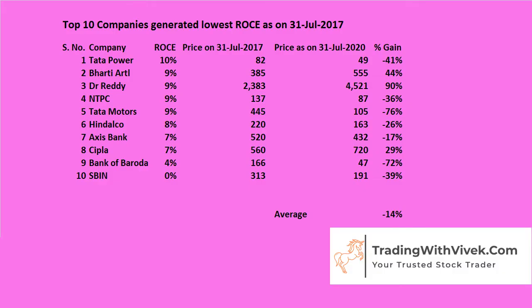Now move on to the next 10 companies. Those are the lowest ROCE generating companies out of these 50 stocks, and here is the list. The list is Tata Power, Bharti Airtel, Dr. Reddy, NTPC, Tata Motors, Hindalco, Axis Bank, Cipla, Bank of Baroda, and SBI. And the ROCE generated by these companies: Tata Power 10%, Bharti Airtel 9%, Dr. Reddy 9%, NTPC 9%, Tata Motors 9%, Hindalco 8%, Axis Bank 7%, Cipla 7%, Bank of Baroda 4%, SBI 0%.